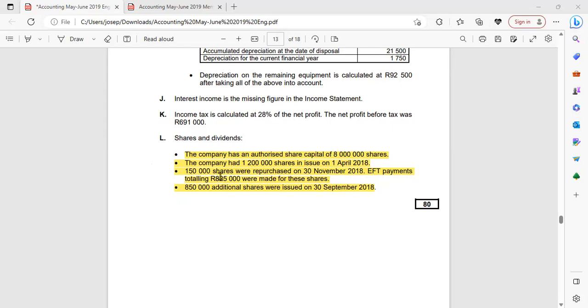So this total we are going to take to the cash flow statement. But what we need is the average share price. We are going to calculate it as you're going to see, but we have the number of shares at the beginning of the year and the total cost of the shares at the beginning of the year, which means we are not going to struggle to get the average share price. Okay. Then 850,000 additional shares were issued on 30 September 2018. So we issued 850,000 shares on the 30th of September 2018.